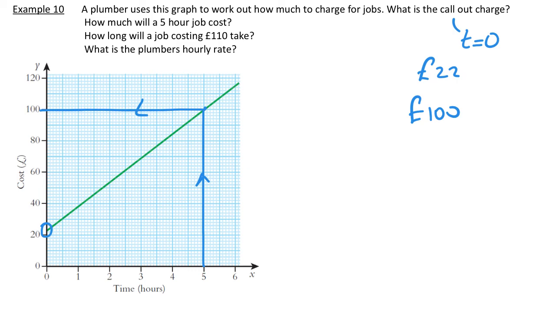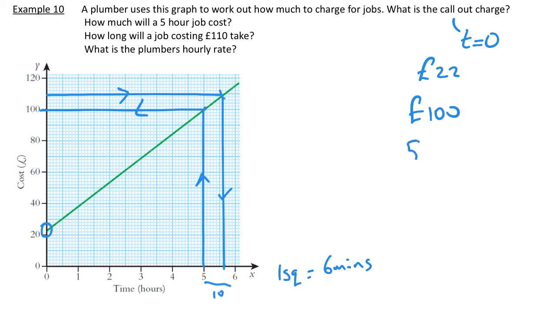How long will a job costing £110 take? So if we go from £110 on the y-axis and draw our line over to the graph, and then from the graph we draw it down, we can see that that's not quite 5.5, it's a little bit more. It's 1 square after 5.5, and there's 10 squares between for an hour. So that means 1 square is equal to 6 minutes. So it's 6 minutes more than half of it. So it's going to be 5 hours and 36 minutes.